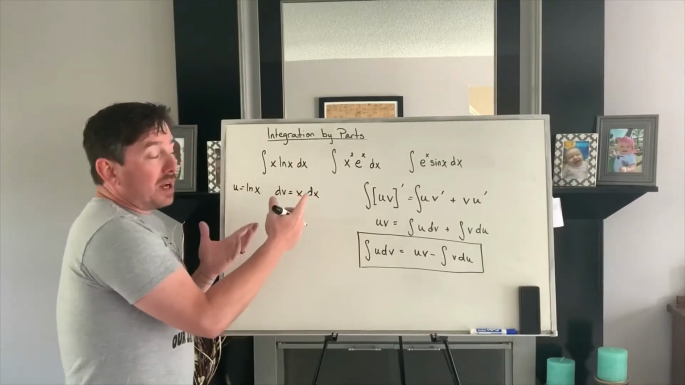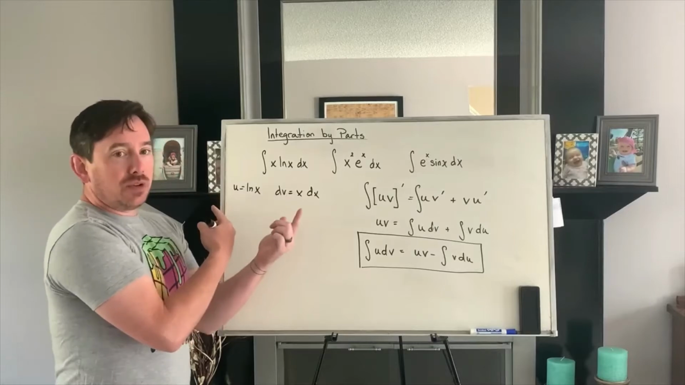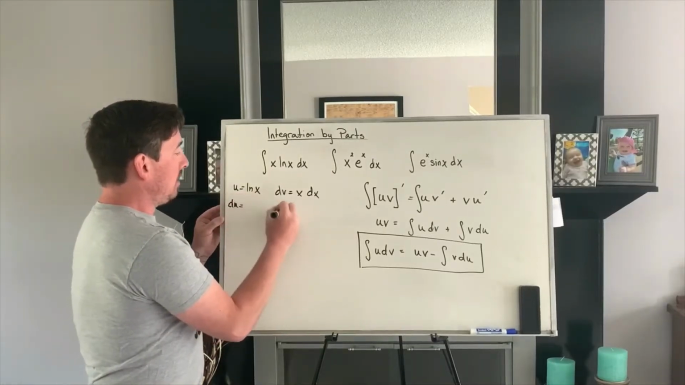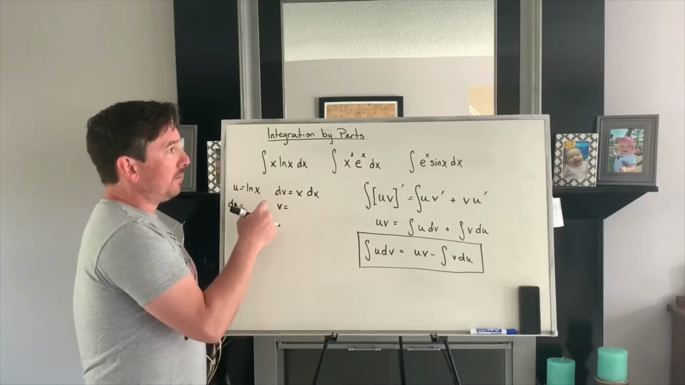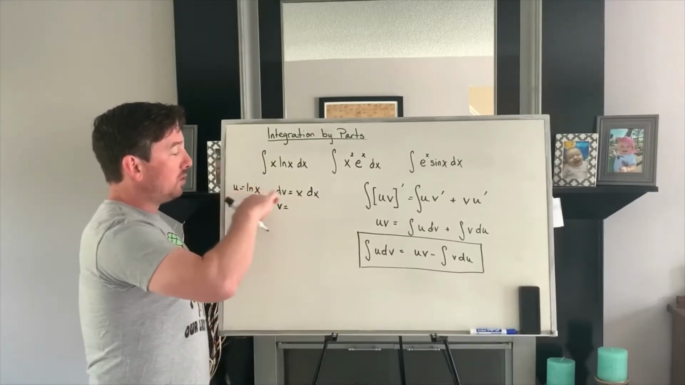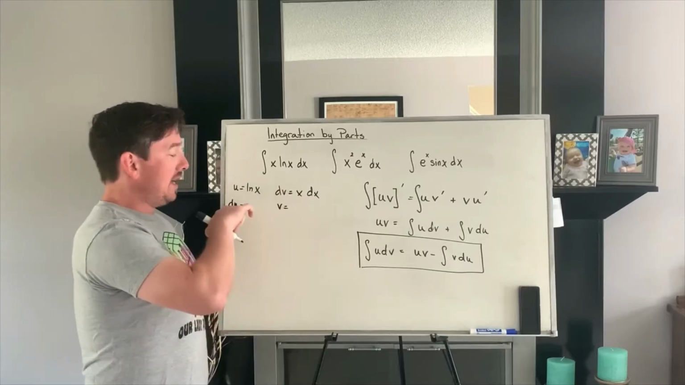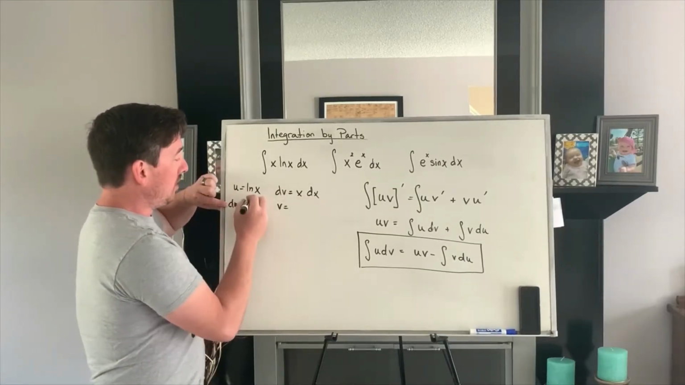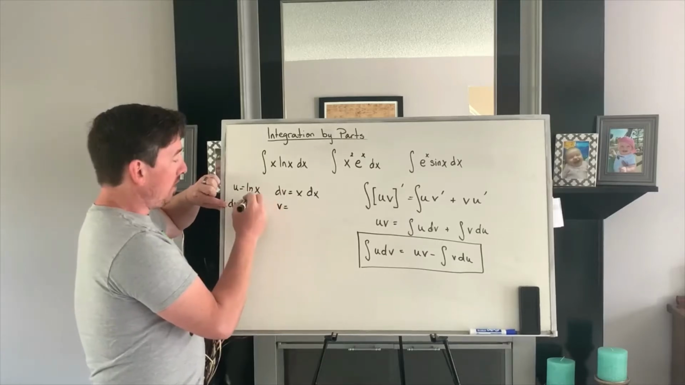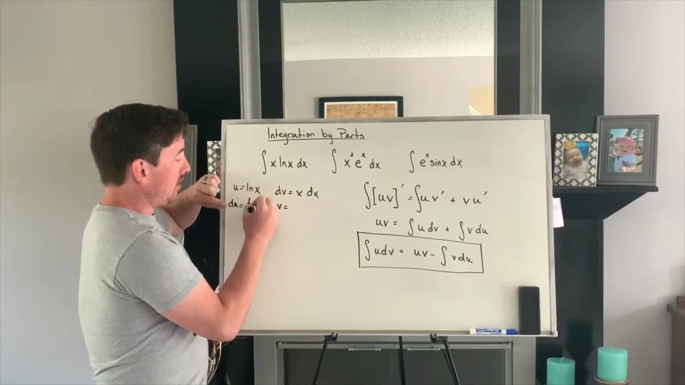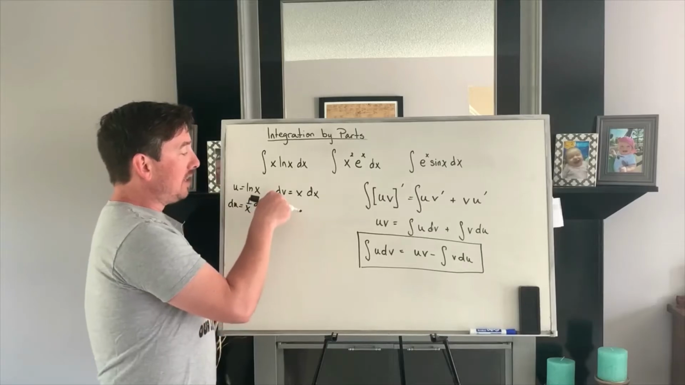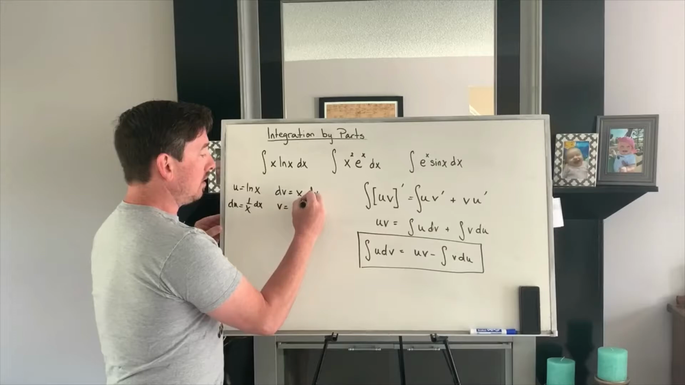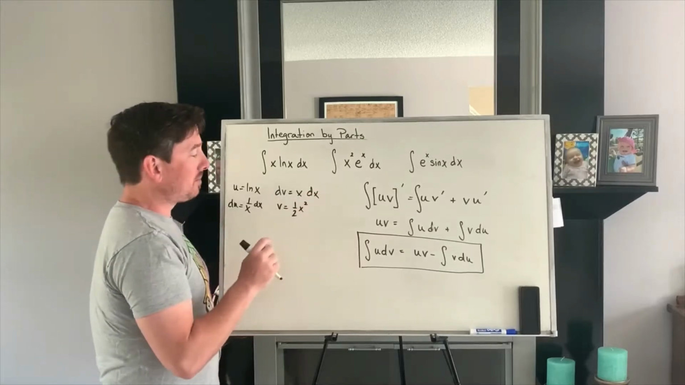If I just back up for a second, I can't do it the other way around because I'm going to have to, from u and dv, come up with v and du. So I'll differentiate u to come up with du, and the derivative of log x is 1 over x dx, and the integral of x is 1/2 x squared. Don't worry about the plus c here.